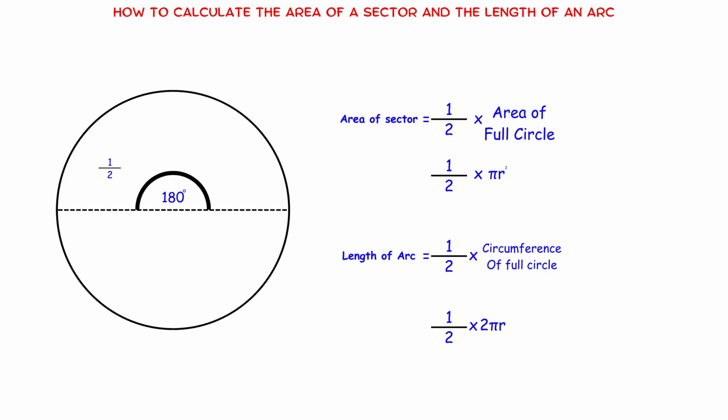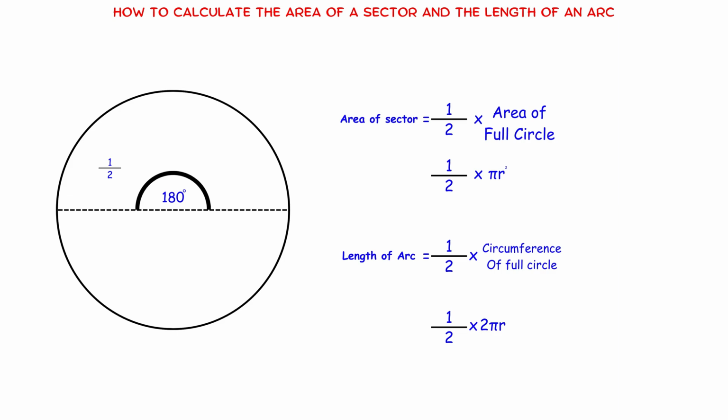So if the radius of our circle in this case were 6 centimeters, for example, then the area would be 1/4 times pi times 6 squared, which is 28.3 square centimeters, and the length of the arc would be 1/4 times 2 times pi times 6, which is 9.42 centimeters.